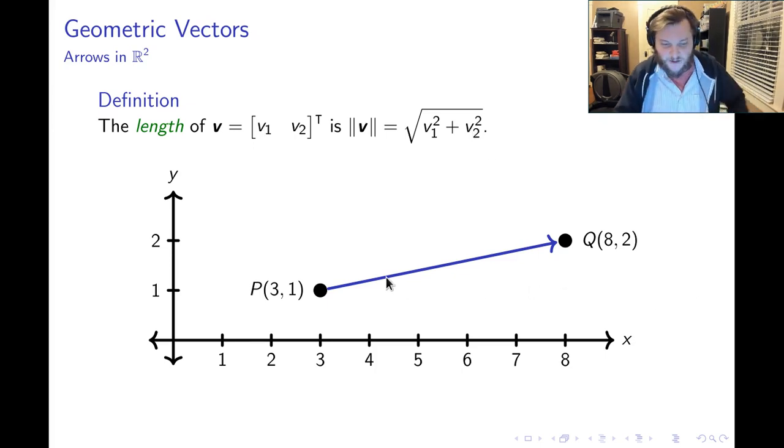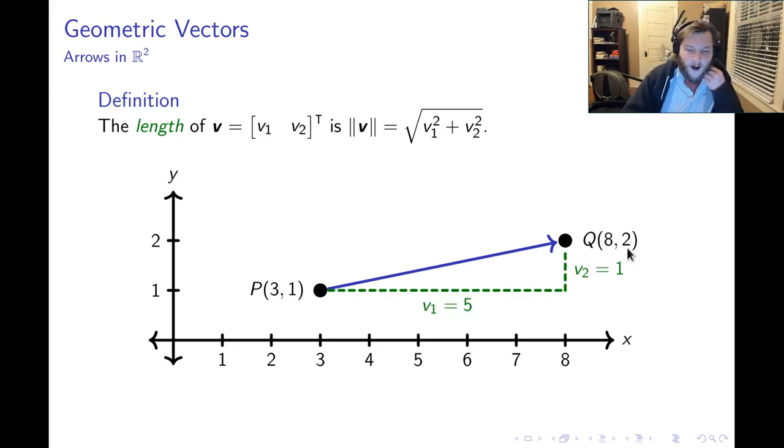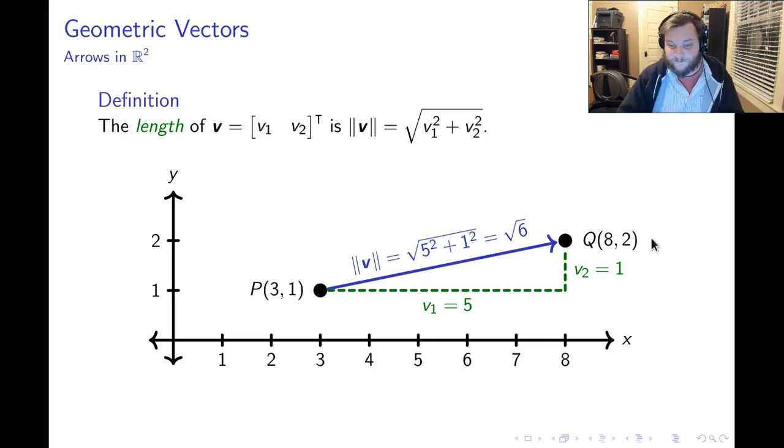So we're back to our arrow whose tail is 3, 1 and whose tip is 8, 2. We found that the coordinates were 5 and 1. So what that meant was that the x displacement for this vector is the first coordinate, which is equal to 5. And the y coordinate for this vector, which is the y displacement, is v2 equals 1. According to our formula, the length of this vector should be the square root of 5 squared plus 1 squared, which is equal to the square root of 6.